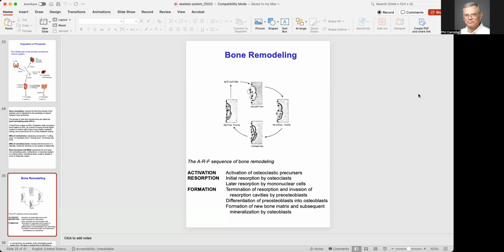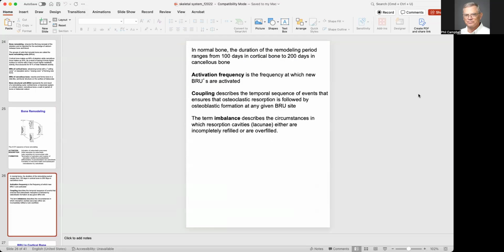Okay? Bone remodeling, again, if I will continue to drive this until you get it in your mind, is that we have to activate a bone remodeling unit. This is activating the osteoclasts. Then you have the active resorption, and then we have the formation of bone. So this is referred to as ARF. I didn't make it up.